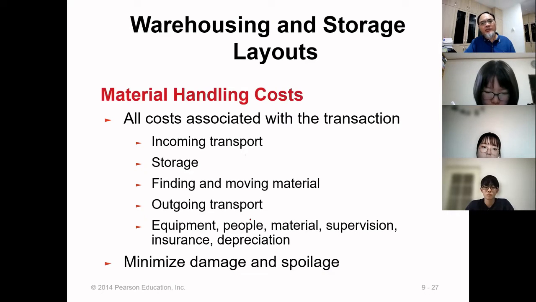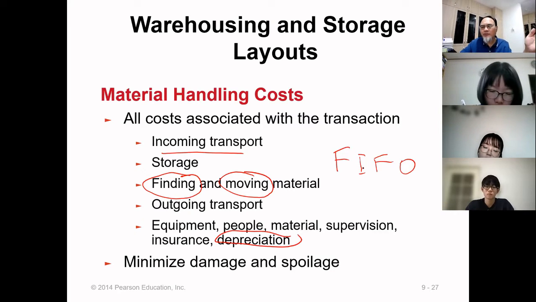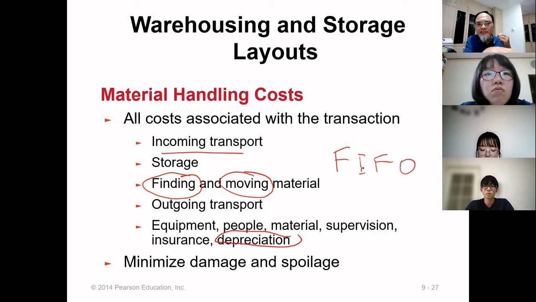So material handling costs in warehouse: all costs associated with the incoming transport, storage. This is also costly, finding and moving material. You find the material and you move the material. And outgoing transport, the equipment, the supervision, and depreciation. Some products will depreciate. How do you deal with that? You use first in, first out. Because in the warehouse, you're going to store your product or finished goods or your spares. For example, I've got the product on 1st January or 2nd January 2021, and then there is a new supply coming in March. So you want to use the January 1st first. So first in, first out.